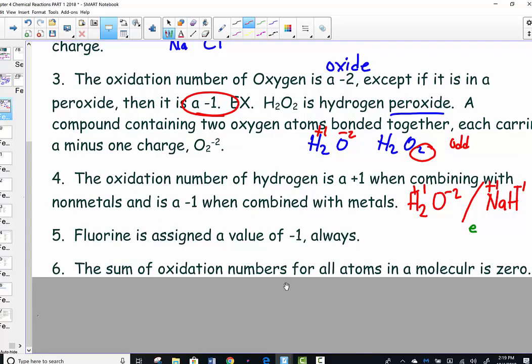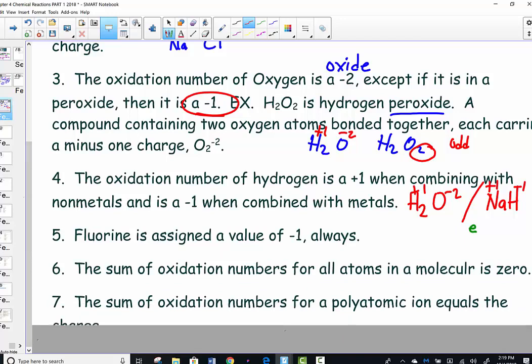Rule 5, I like this one. There's no exceptions to it. It just tells me fluorine, never a choice. If you see fluorine, it's always a -1 charge. Fluorine right here, -1. That's good to know. If you see a fluorine, assign it right away.